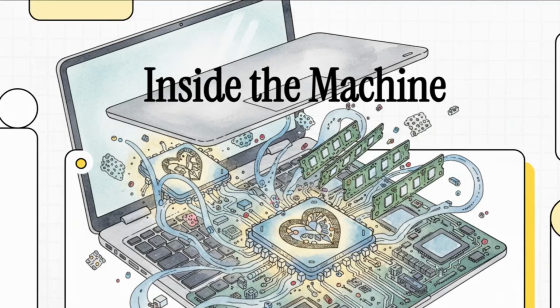Welcome to this explainer. You probably stare at it for literally hours every single day. That sleek metal and glass device sitting right in front of you. But beneath that keyboard, it's a microscopic metropolis operating at light speed. Today, we're opening up the black box.